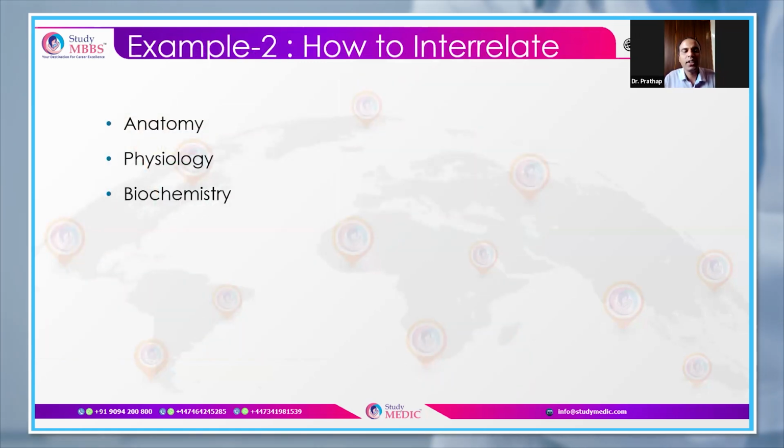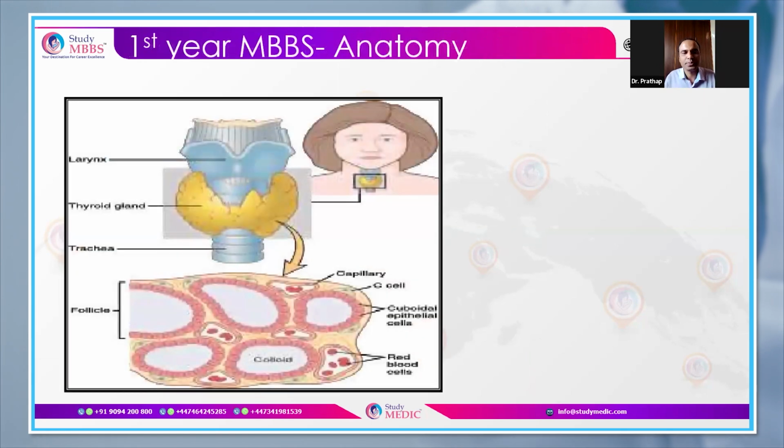So how to interrelate the three basic subjects? Again, I want to give you one more example: anatomy, physiology, and biochemistry. How to interrelate these three subjects? In this, I have taken thyroid disorders as the NMC has mentioned. Among those examples only I have taken. So what is thyroid?